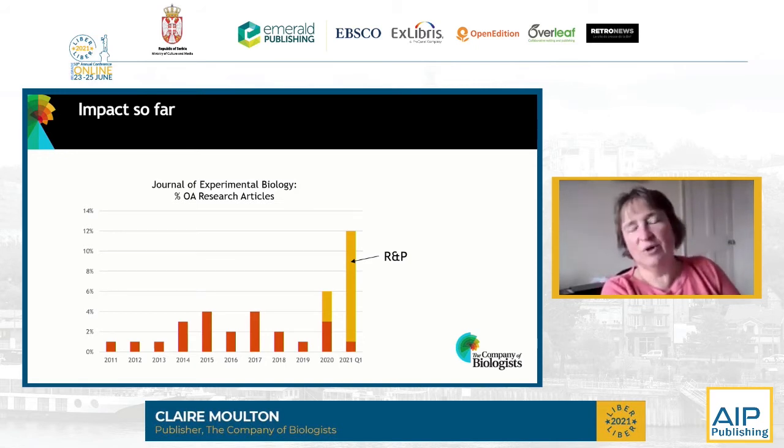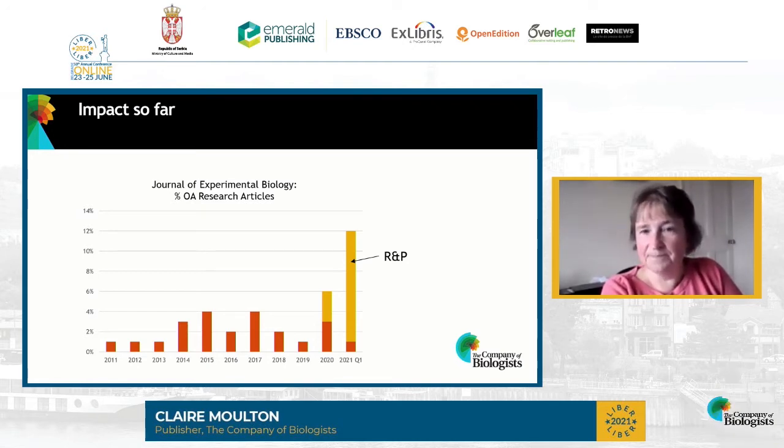So I'm going to show an example here of the journal in our portfolio that's had the least interest in open access over the past decade. Although it has the same APCs and the same policies as the other journals, you can see that on this journal, the percentage of research content had never got above 4%. Over 2020 and the first quarter of 2021, we're seeing the impact of Read and Publish agreements, so that this year we've reached a level of 12% open access research content, with the vast majority of those authors having taken a Read and Publish option.